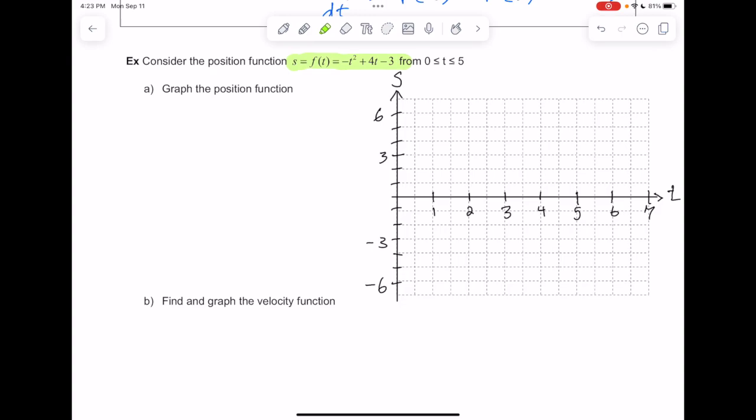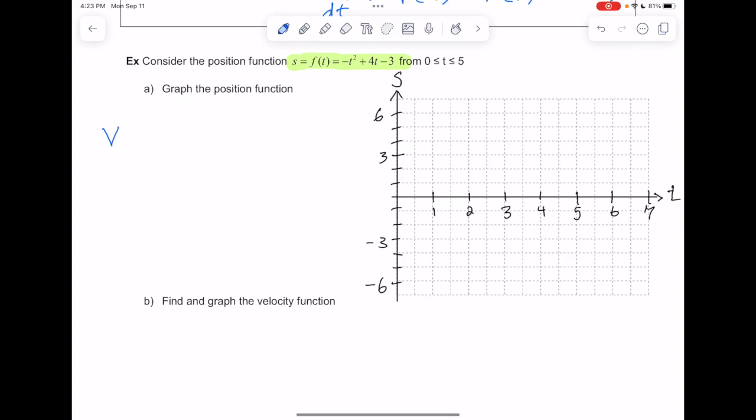So if this is a parabola, I'd want to think about, does it open up? Does it open down? Where's its vertex? Where are its intersections with the axis? All those sorts of things. So we'll go ahead and start off with the vertex idea.